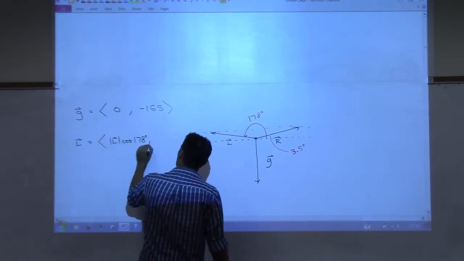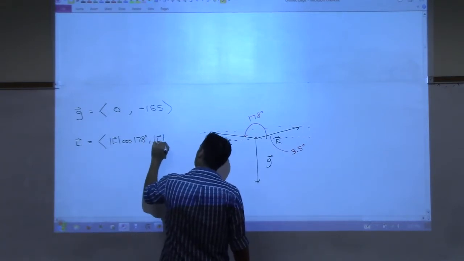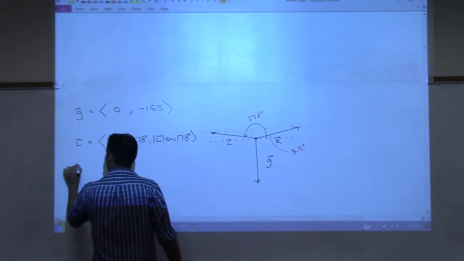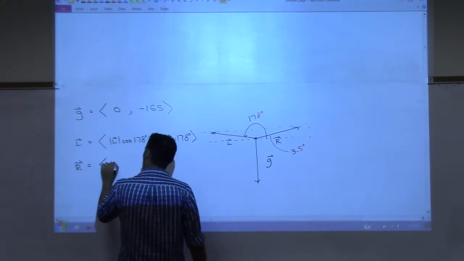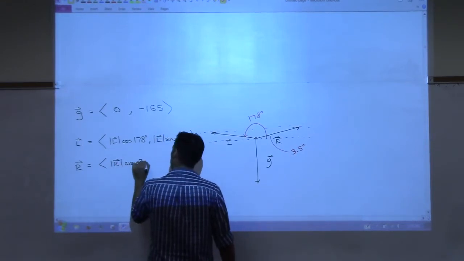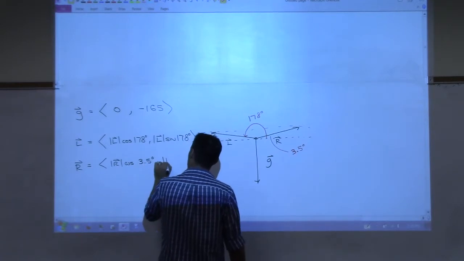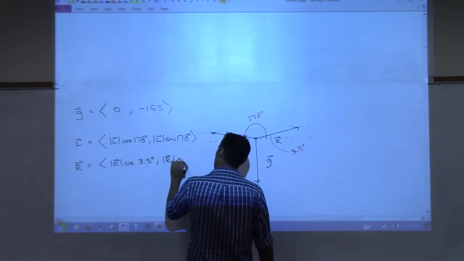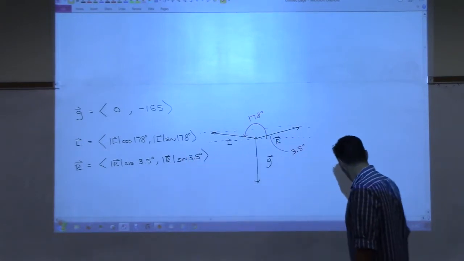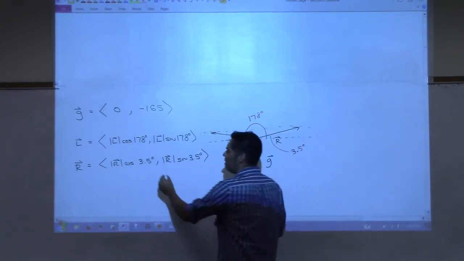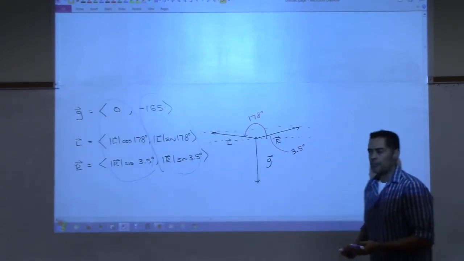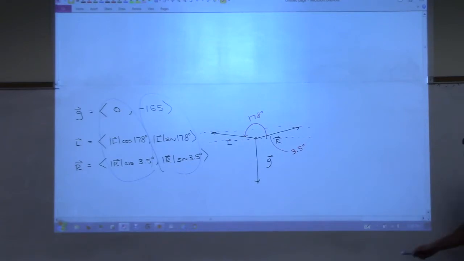Okay, and then magnitude of L, sine 178. And then for the right vector, we have magnitude of R, cosine of 3.5 degrees, and then magnitude of R, sine of 3.5 degrees. We know that the sum of the x's has to be 0. We know the sum of the y's has to be 0, right? Yes. Okay, so there's your two equations.